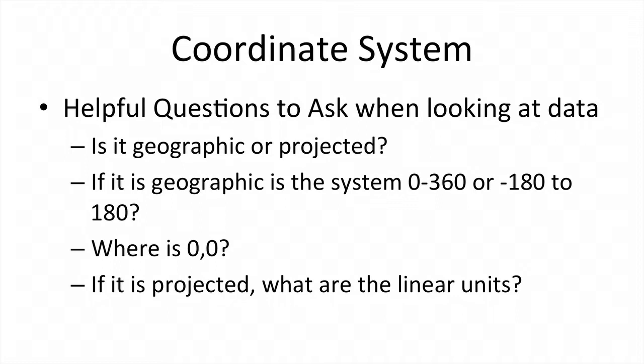Some of the most popular geographic coordinate systems are WGS84 and NAD 1983. You also see NAD 27 as well. NAD, North American Datum, from 1983 and 1927. The datum part of that dictates where 0,0 is and what the units are and all of that information.